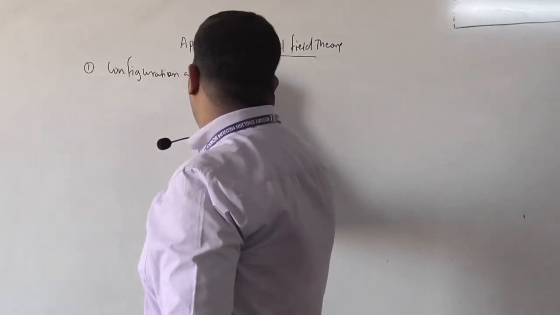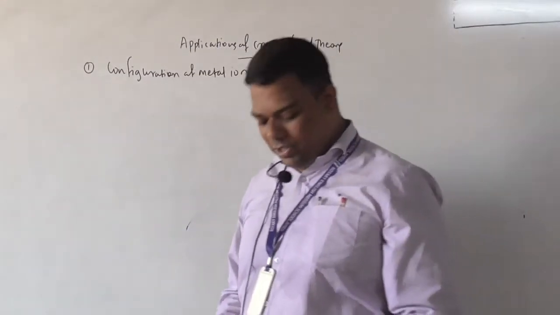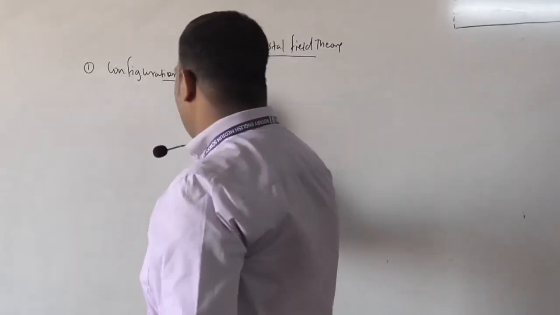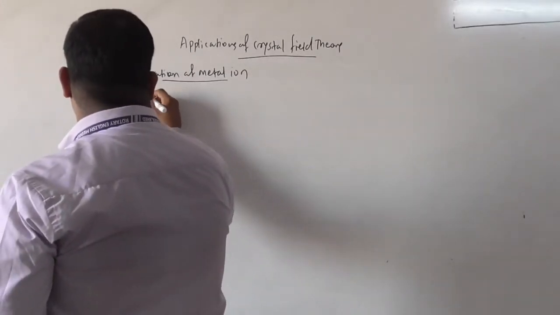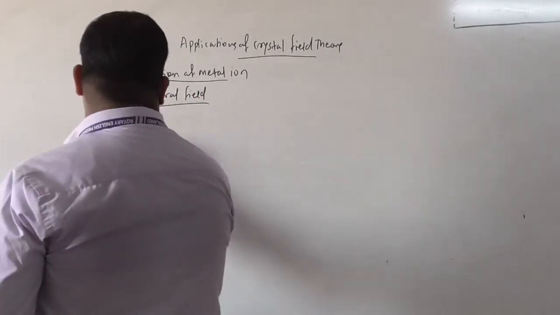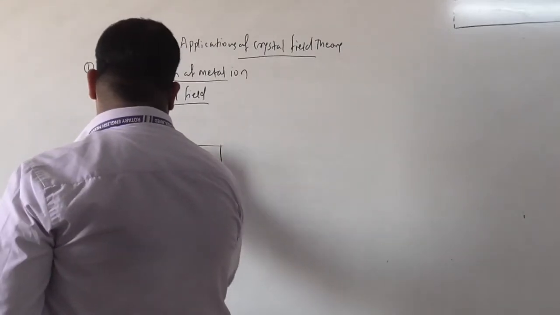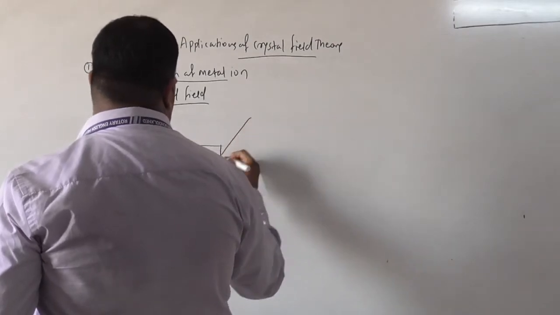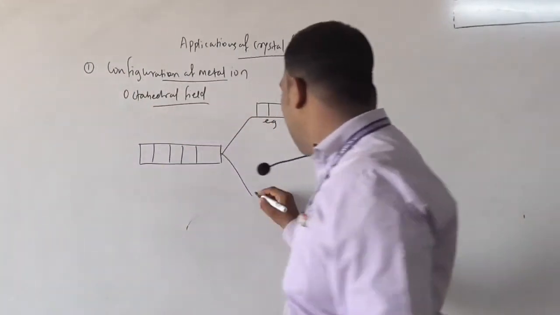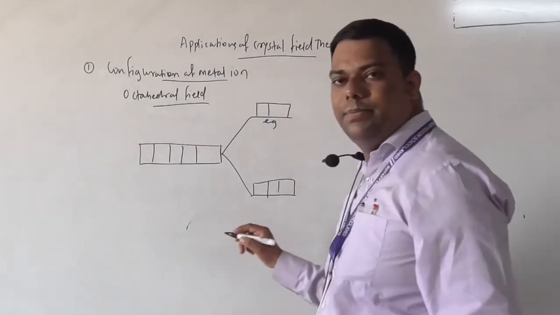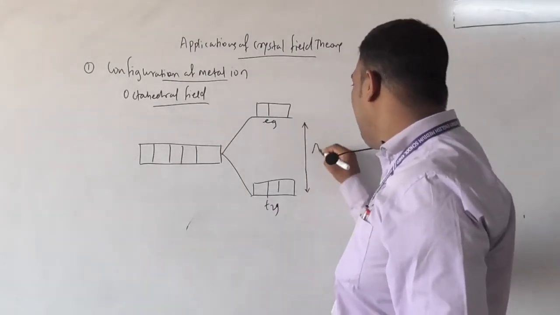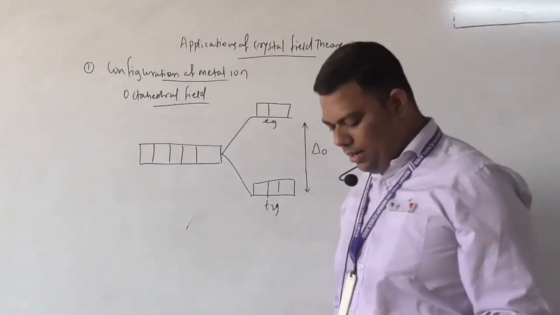Of metal ion. So we will discuss first regarding octahedral field. See here, configuration of metal ion in octahedral field is very much important. As you know, we are drawing like this: in octahedral field, the upper side there are the eg orbitals, downside there are the t2g orbitals, and the distance in between we call delta O, that is the octahedral energy level.